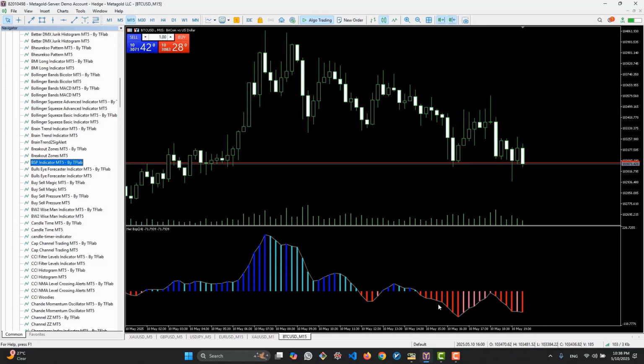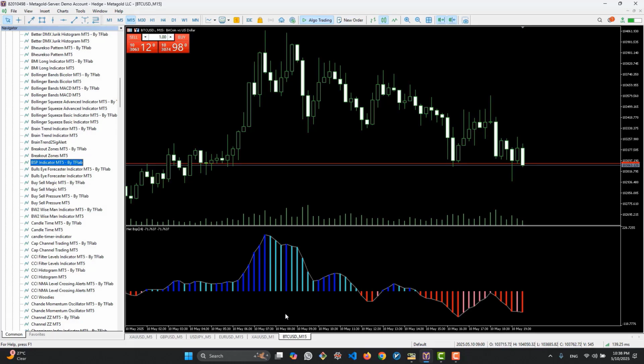It indicates that selling pressure is greater than buying pressure, and overall, the market trend is bearish. The indicator also displays histograms. When these histograms are dark blue in color, it indicates that we are currently experiencing a strong bullish trend in the market, meaning that prices are rising steadily and buyers are in control.